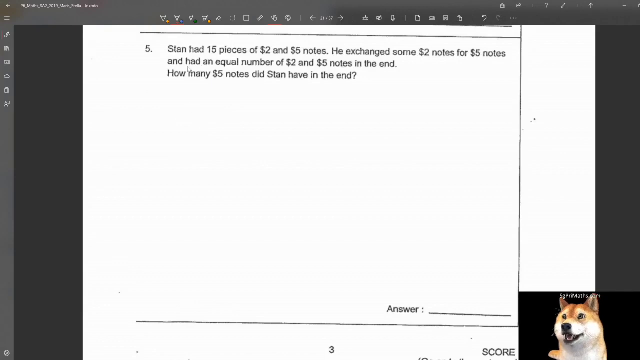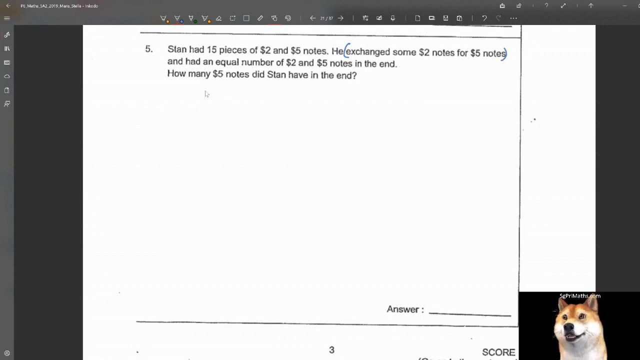Question 5. Stan had 15 pieces of $2 and $5 notes. He exchanged some $2 notes for $5 notes and had an equal number of $2 and $5 notes in the end. How many $5 notes did Stan have in the end? So when the question says that he exchanged some $2 and $5 notes, there is an equal value of the notes that's been exchanged.